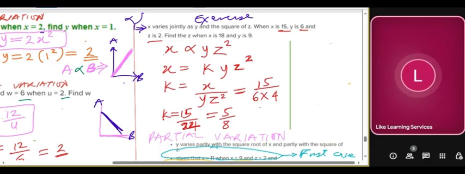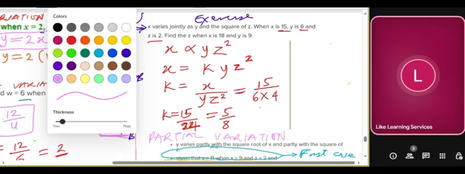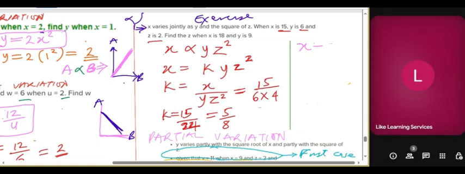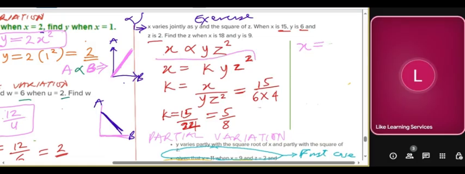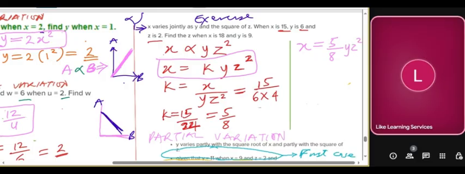Alright, so let's write the formula that connects everything. We're just substituting k from here. So x is equal to what? Just write the formula first. 5 over 8 for k, times y times z squared. x is equal to 5 over 8 y z squared.